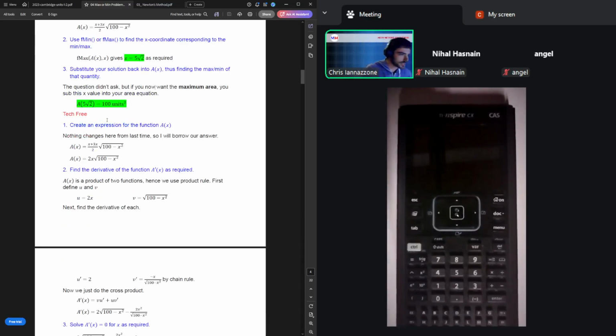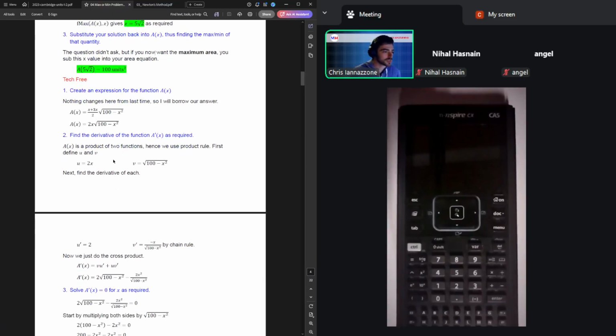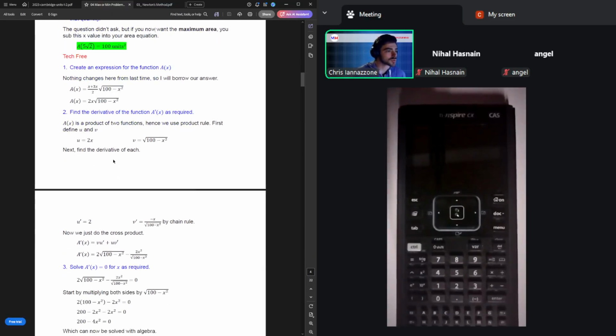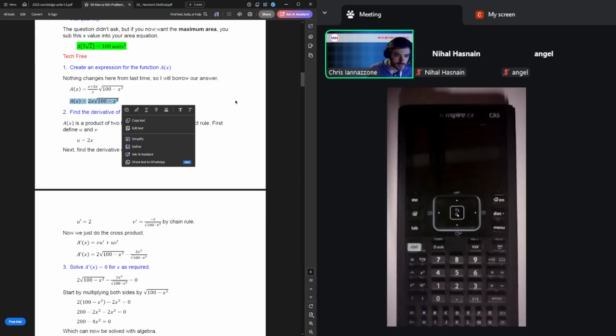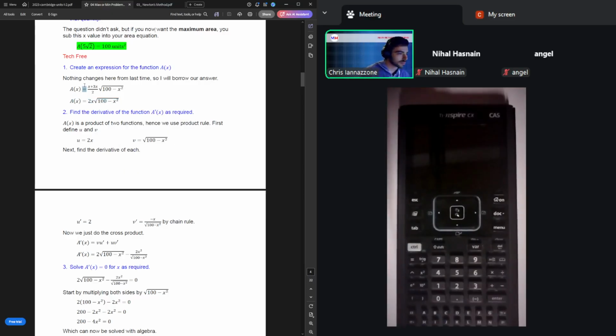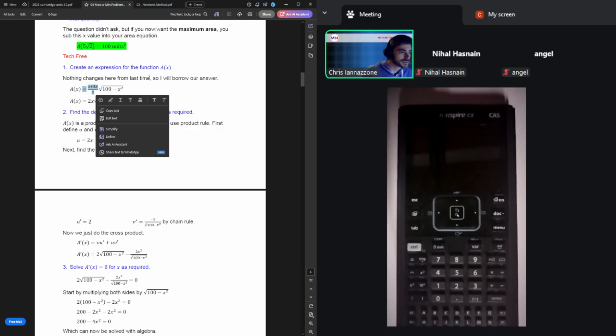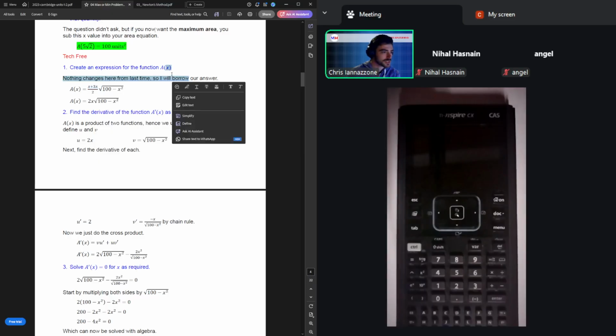Tech-free, you can't rely on Fmax, obviously, so you're going to have to rely on your ability to do derivative equals 0. So all I've done here is just start by simplifying what that area formula actually is. We didn't really need to think about it too hard when we were doing the previous one, because we're just going to shove it in Fmax anyway. It's just a copy-paste, but obviously when we're doing it tech-free, simpler is going to be better.